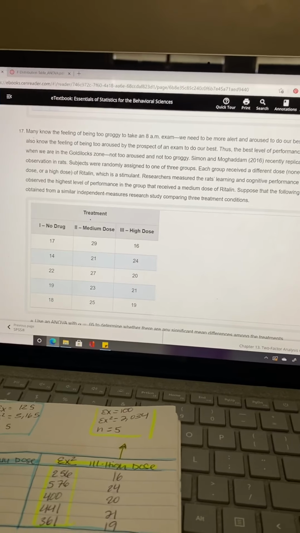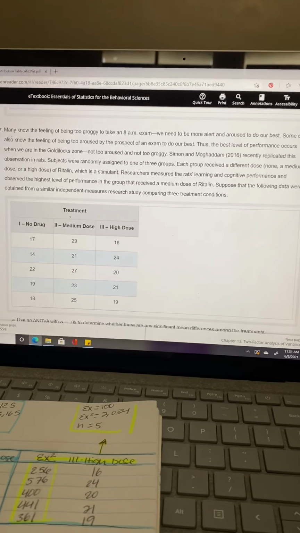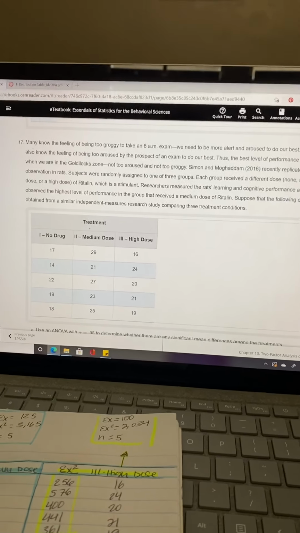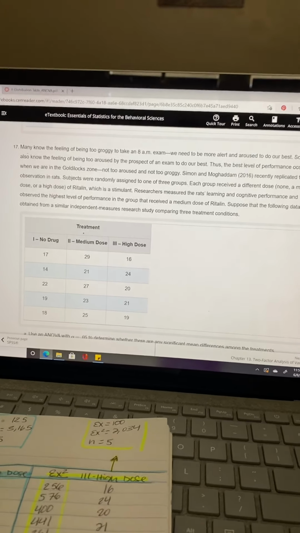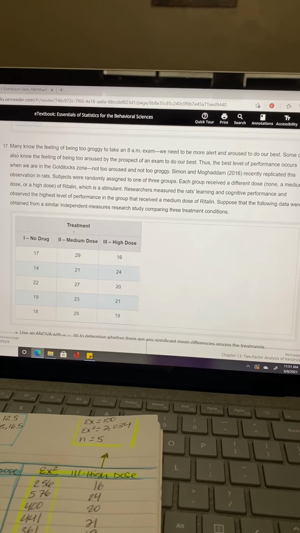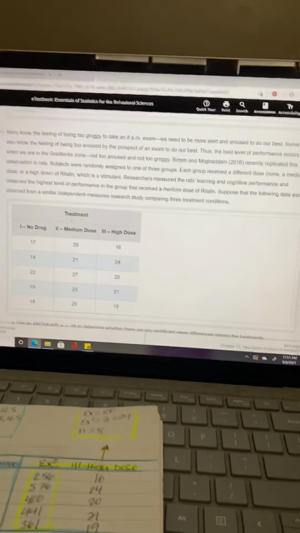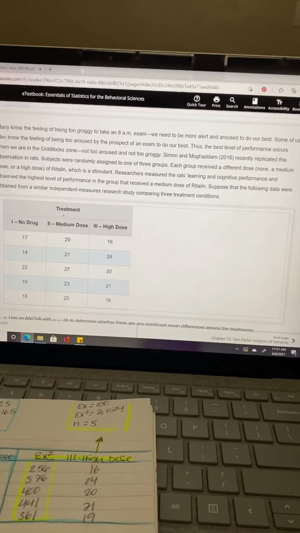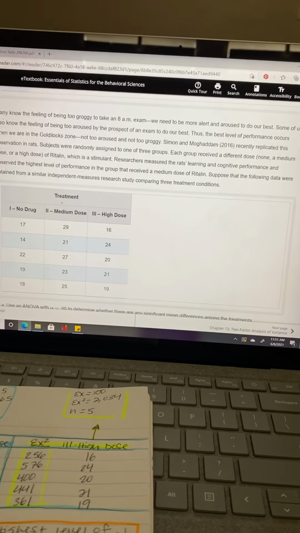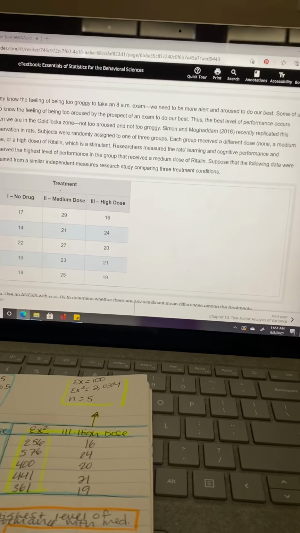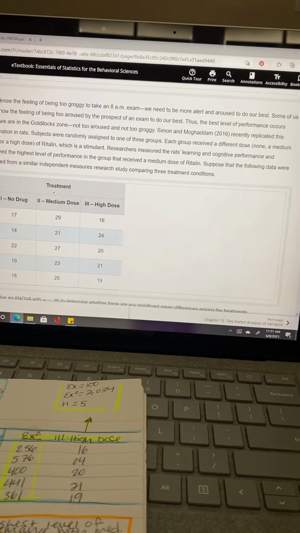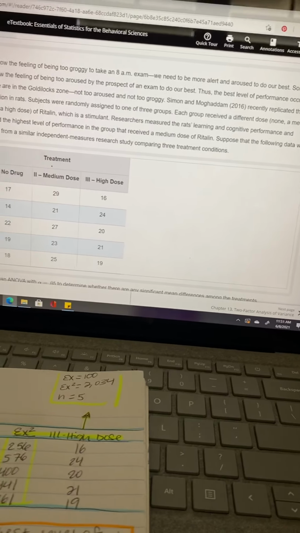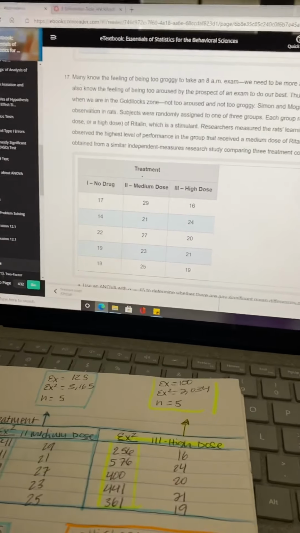This question is very wordy and it can get confusing, but all that we really need to know here is that we are looking for whether there is an effect on performance from the amount of drug dose that someone is given. Does drug dose affect performance? So that's all that we really need to know from this. And also, of course, the chart is super important to note.